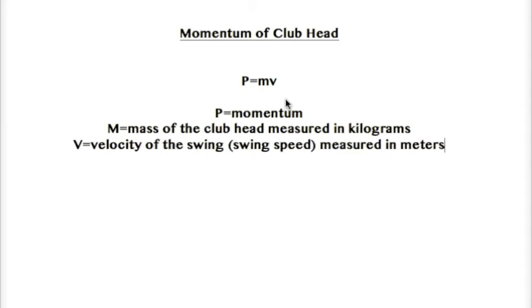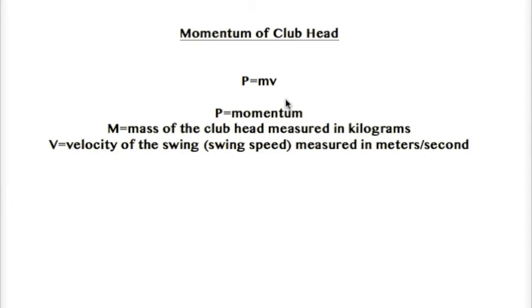Using our data, we use the equation P equals 0.254 times 40.6806, which equals 10.333. The momentum of the club head during the swing is 10.333 kilogram meters per second, or Newton seconds.